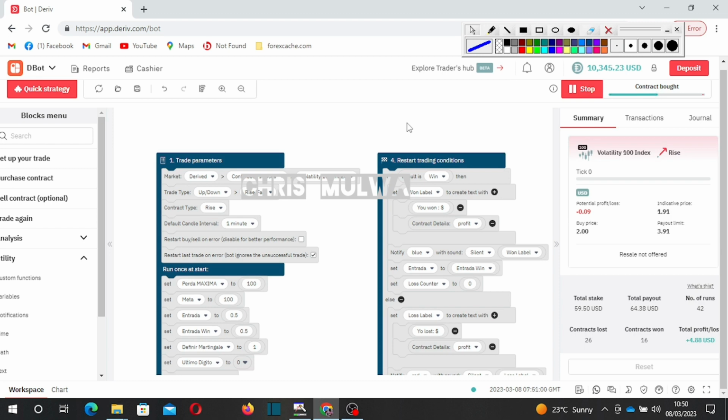I want to see whether the bot will blow out, or it will make around $10. After $10, I will close this bot. There is something else I want us to test.